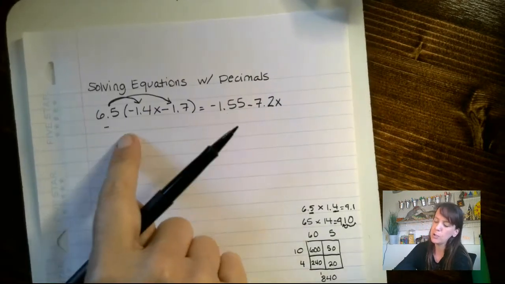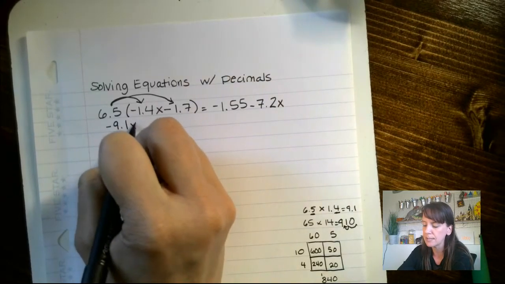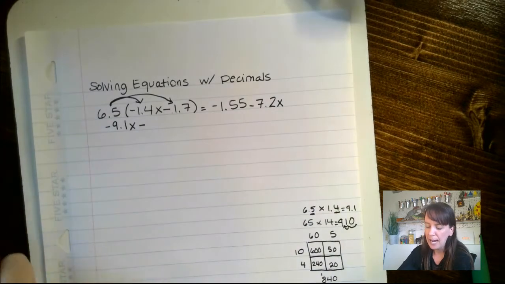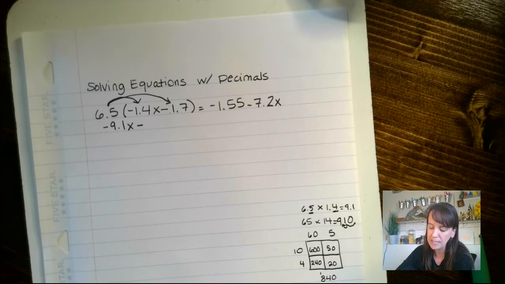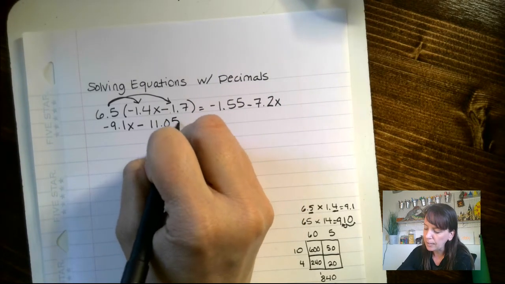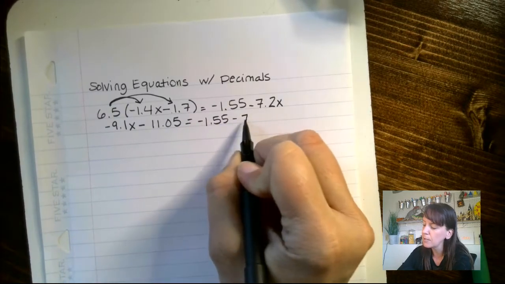Let's take all that information back up here. You'll see there's an x attached to it, so negative 9.1x. Now, 6.5 times negative, that's going to be a negative. And if you want to do it out the long way, you can. 6.5 times 1.7 is going to give us 11.05 equals negative 1.55 minus 7.2x.